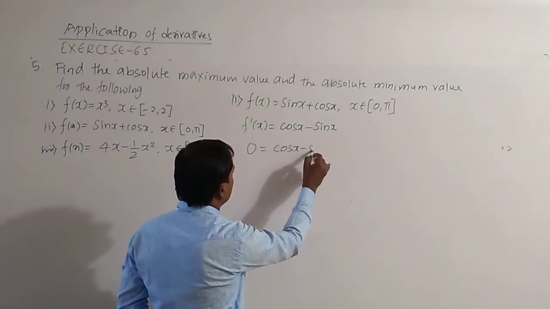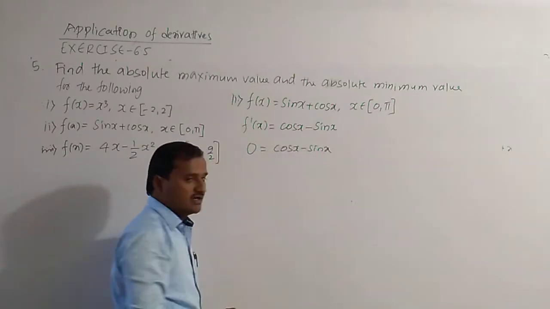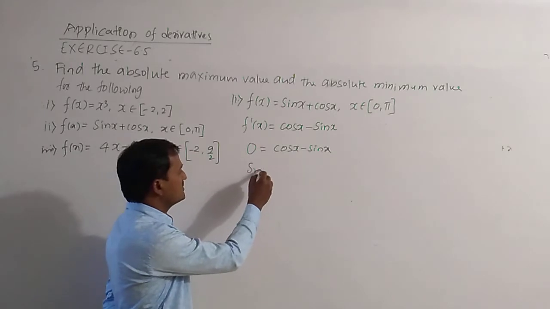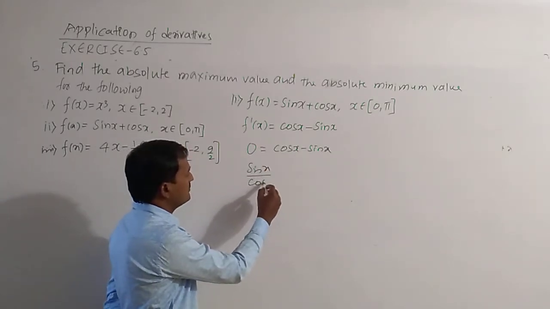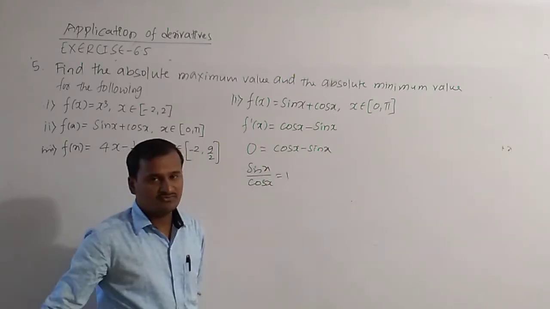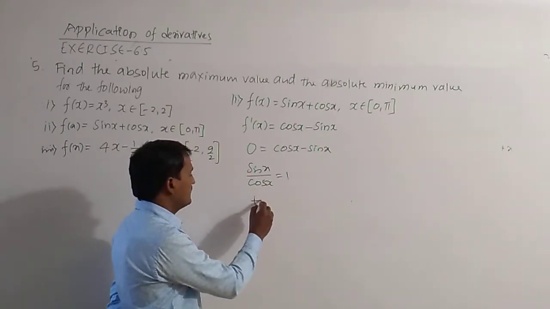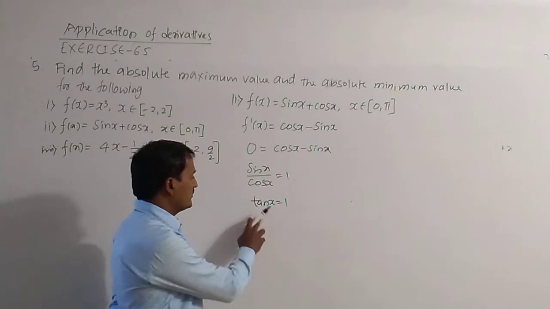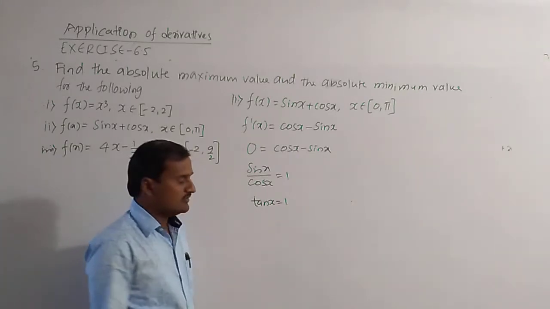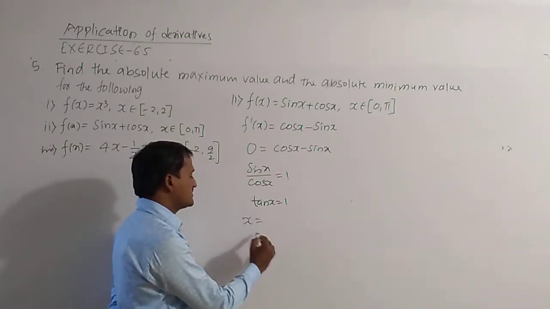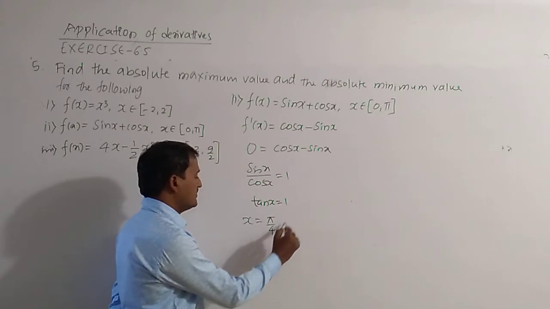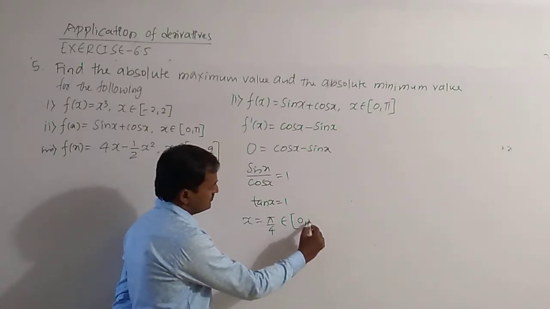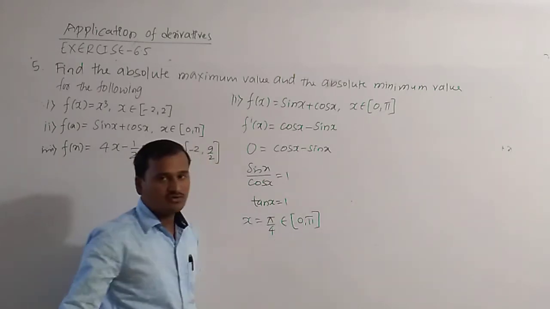0 equals cos x minus sin x. Take this sin x to this side, so hence sin x divided by cos x is equal to 1. So it becomes tan x equal to 1. Tan x equal to 1 means what is the value of x? x equal to clearly pi by 4. This belongs to the interval 0 to pi.